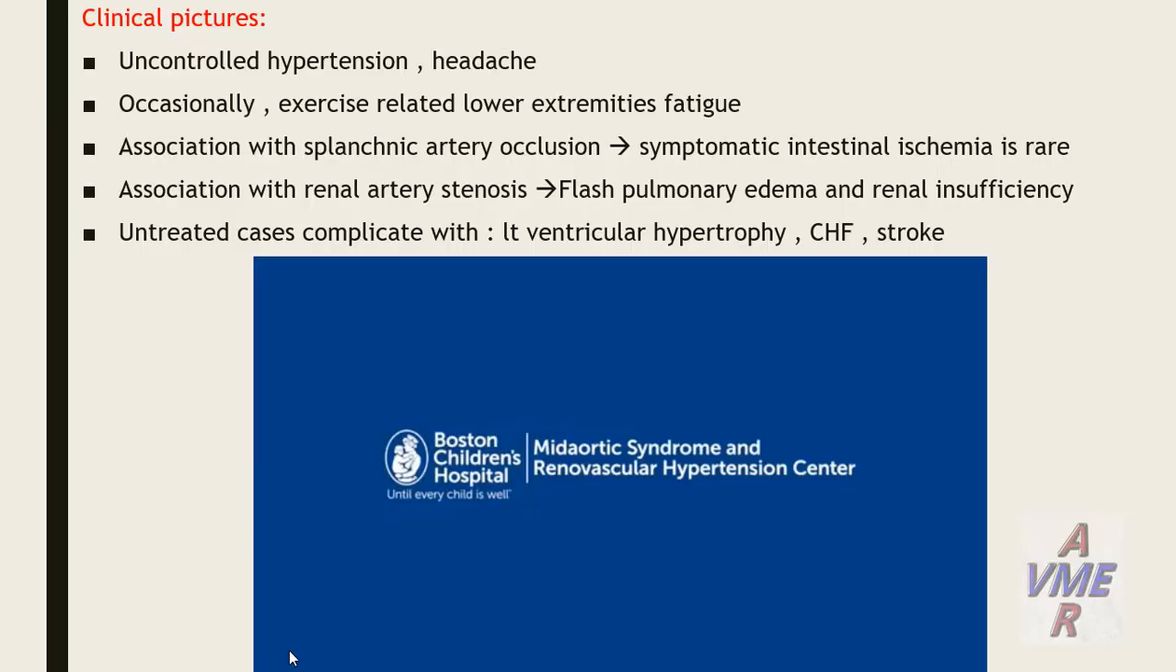So the clinical picture includes uncontrolled hypertension, headache, lower extremity fatigue, symptomatic intestinal ischemia in association with splanchnic artery occlusion, and hypertension, headache, flash pulmonary edema, and renal insufficiency in association with renal artery stenosis. An untreated case will die from left ventricular hypertrophy, congestive heart failure, and stroke.